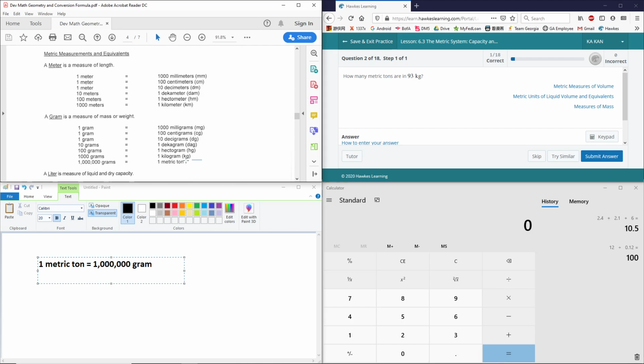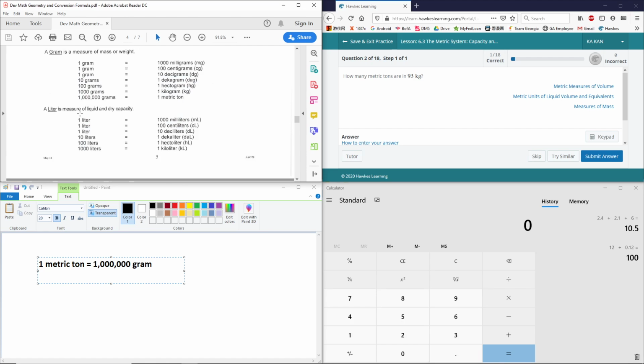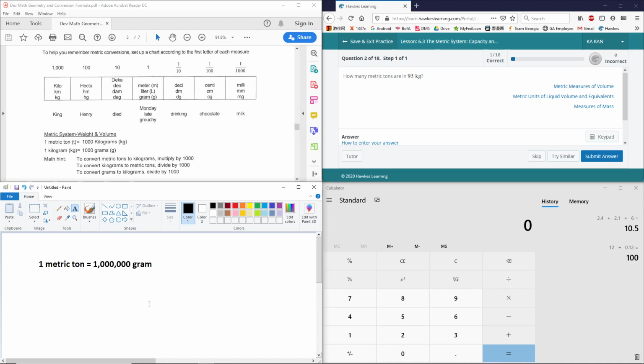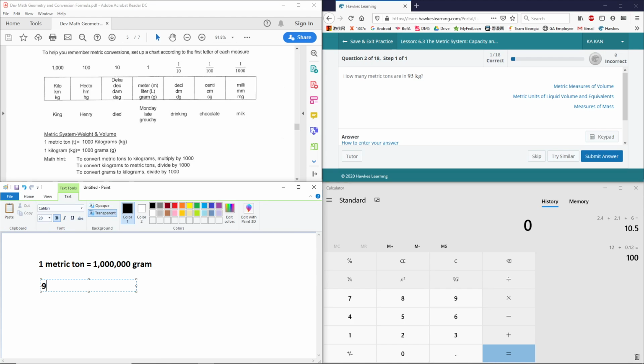Right here. So, if you forget, you can always look at it. So the question would be 93 kilograms. 1 kilo is 1,000, so I know that's 93,000 grams. So the question would be, how do you go from this to metric ton?